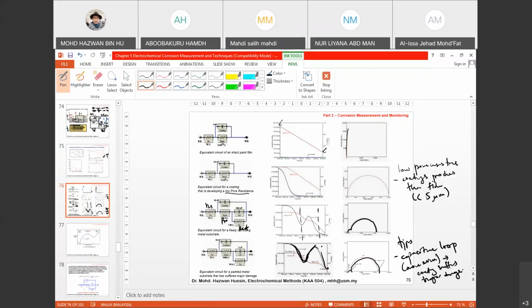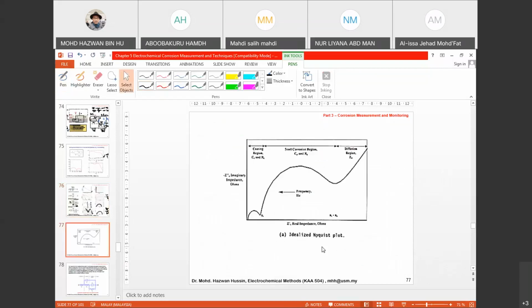Right. So some exercise, and this one is something you can think about. Maybe we can do it now. Can someone propose the equivalent circuit of this Nyquist plot? By looking at this Nyquist plot, can someone propose the equivalent circuit?